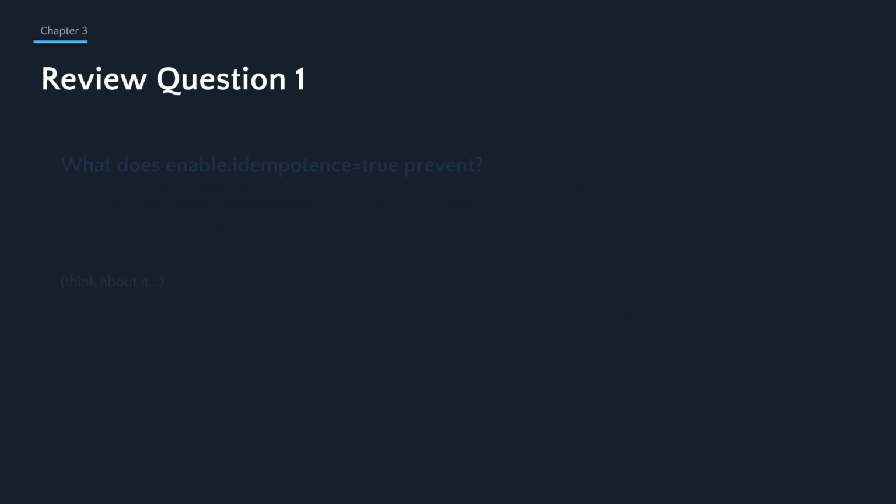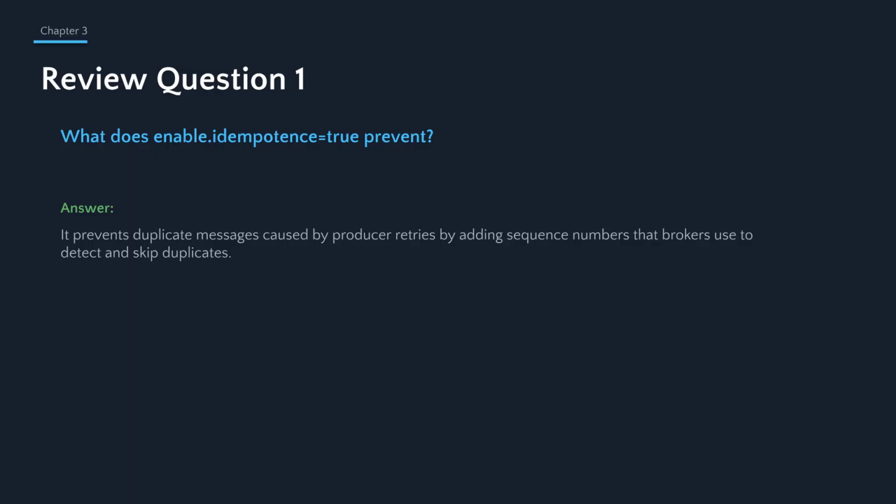Now, let's review. Question 1. What does enable.idempotence=true prevent? Answer. It prevents duplicate messages caused by producer retries. Each message gets a sequence number, and brokers use it to detect and skip duplicates.